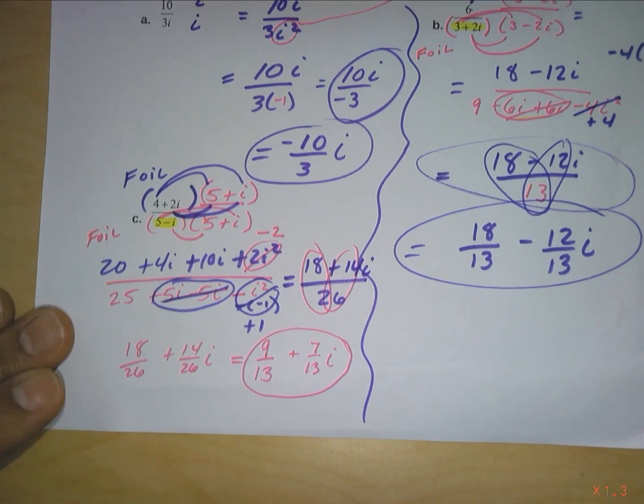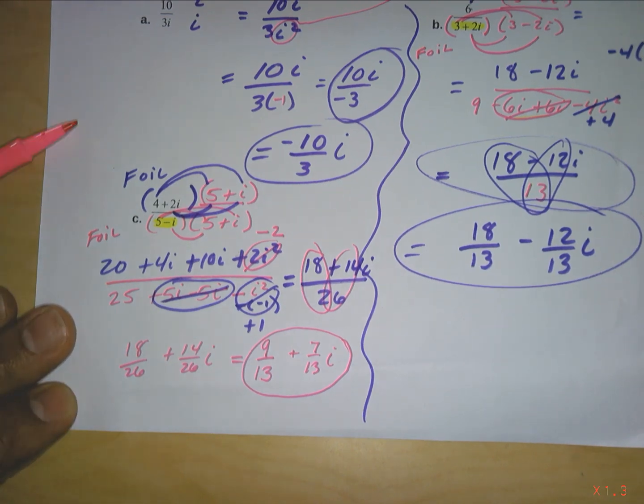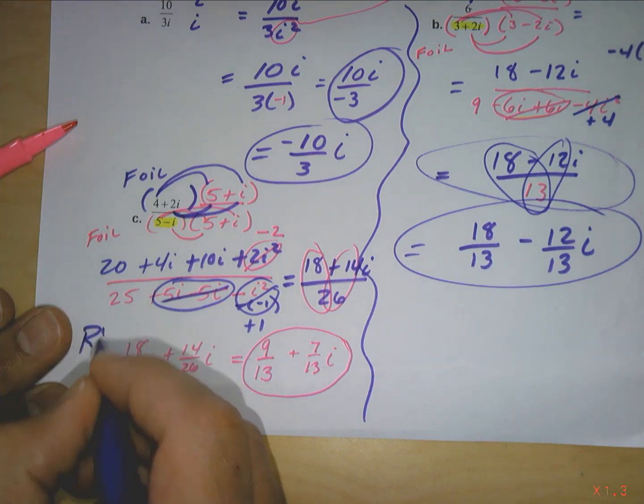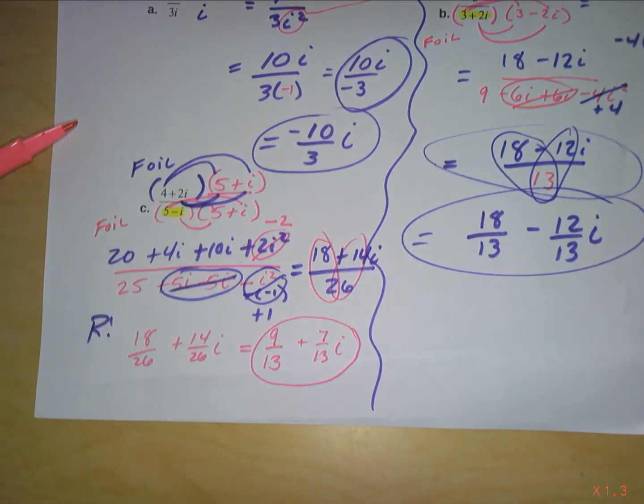And again, all I'm doing is reducing these fractions. If you're not good with fractions, you can always just throw that in the calculator and then math frac it. 18 divided by 26, press enter as a decimal, math frac converts it for you. All I'm doing is reducing by 2.